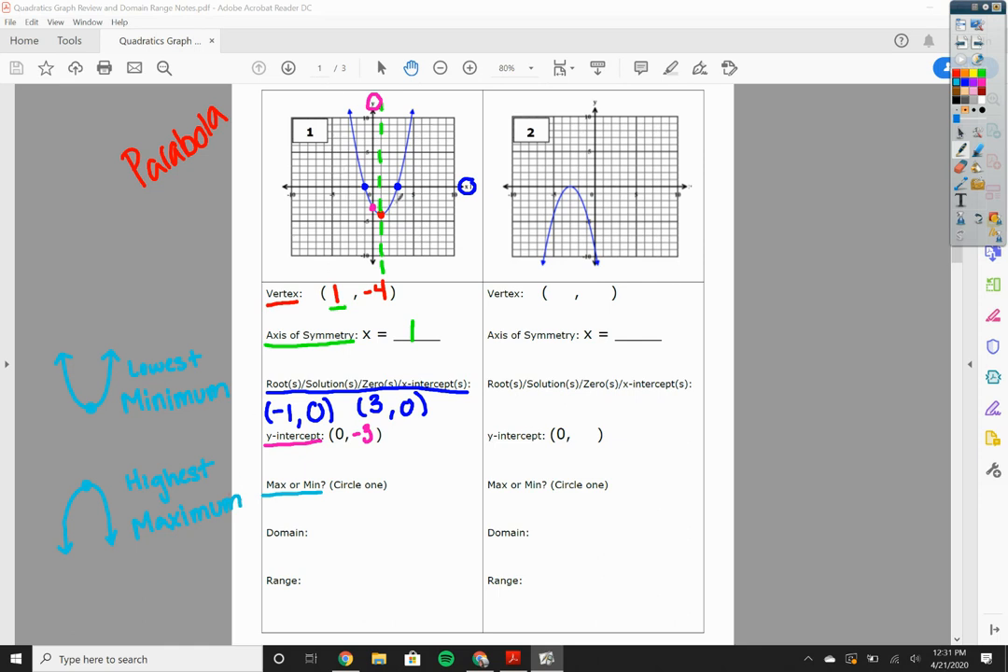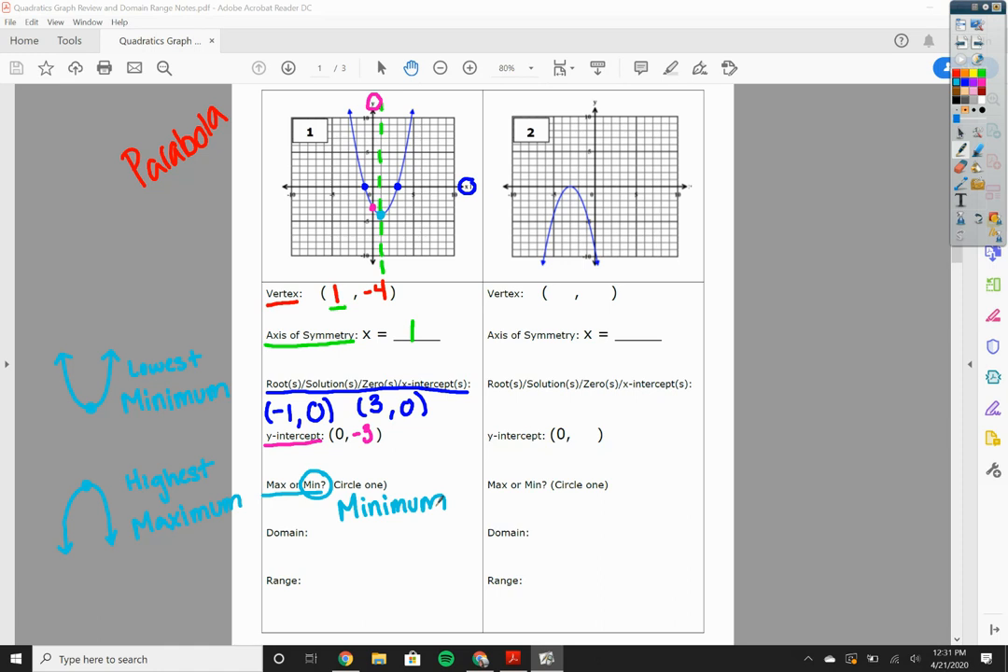Now, if we look at this graph right here, here's our vertex. Notice that one looks like this. It looks like a U. That means it has a minimum value. So this graph has a minimum.